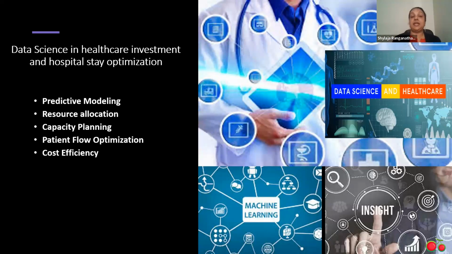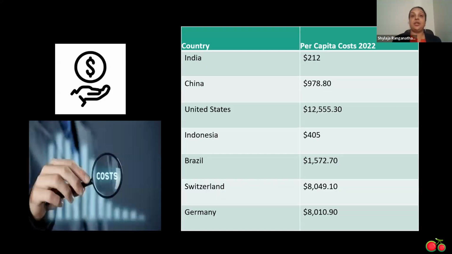And cost efficiency. Cost efficiency is very important. It not only says about the cost incurred for investment in healthcare equipment, but also the cost incurred by the patients to stay in the hospital. Imagine if the hospital stay is longer, what happens? The patients have to pay more bills, and this is going to affect humanity. A normal person will get affected.